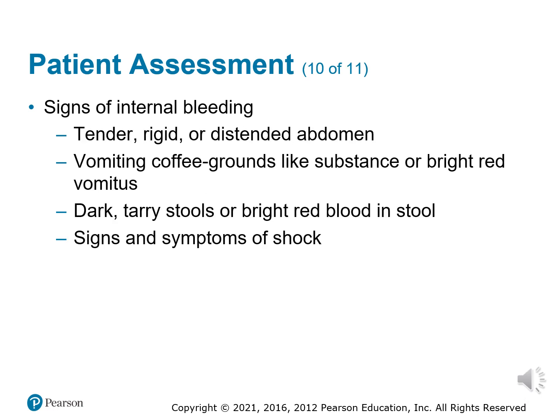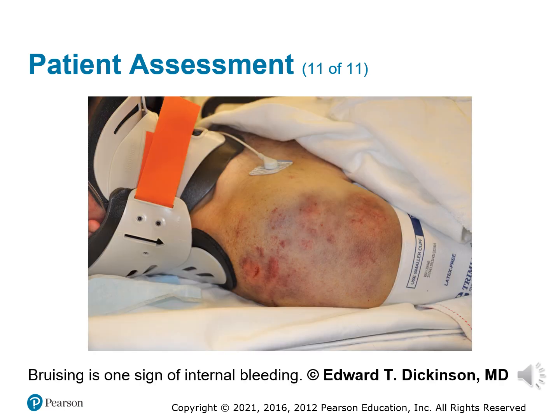Signs of internal bleeding can also include a tender, rigid, or distended abdomen, vomiting coffee-ground-like substances or bright red vomit, dark tarry stools or bright red blood in the stool, and signs and symptoms of shock. When you're doing your patient assessment, bruising is one sign of internal bleeding.